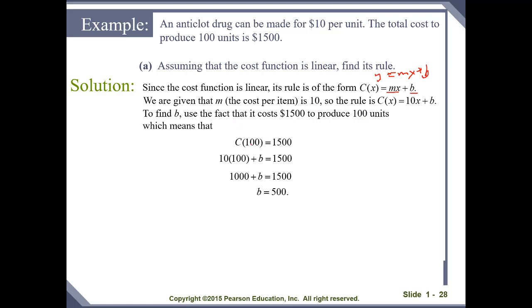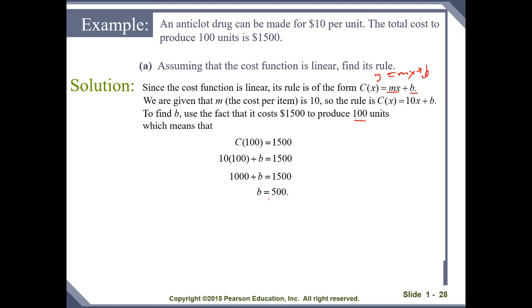To find b, we use the fact that it costs $1,500 to produce 100 units. So that means that C of 100, we write it this way because we're saying that x equals 100. x is the number of units being produced. So when x is 100, that means our cost is going to be 10 times 100 plus b. And our total cost is going to be $1,500. 10 times 100 is $1,000. And then using algebra, we get that b is 500.